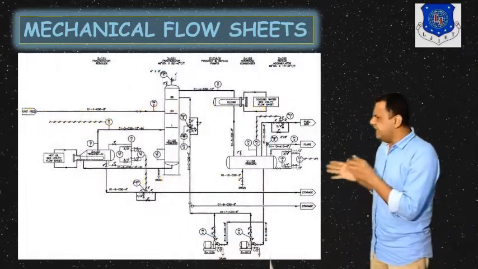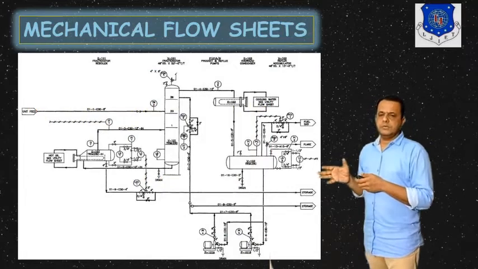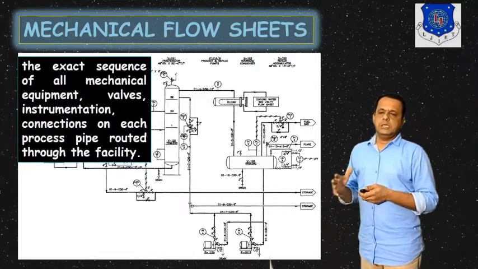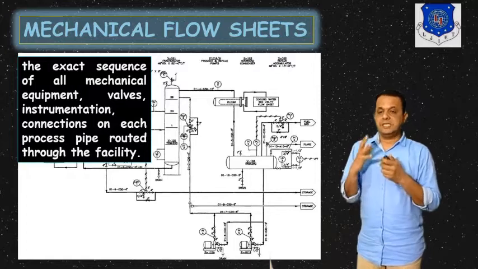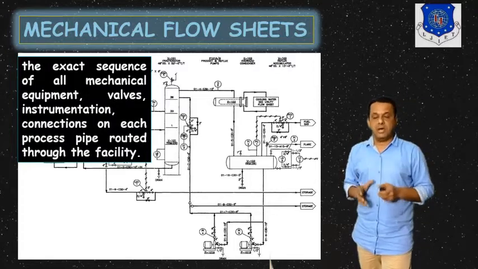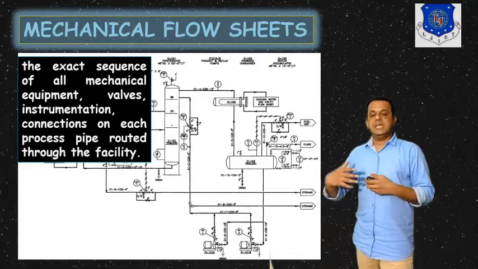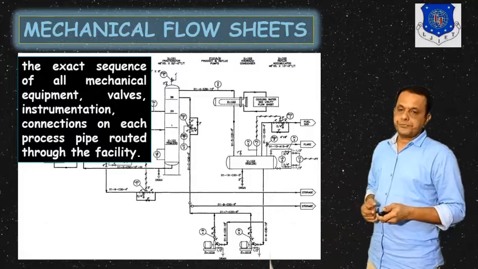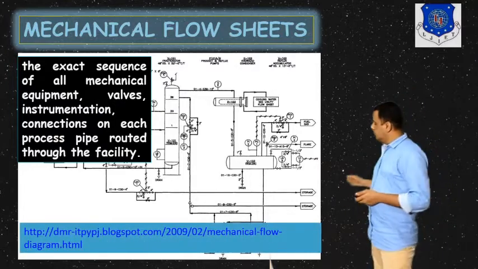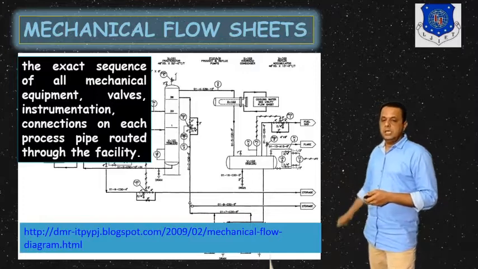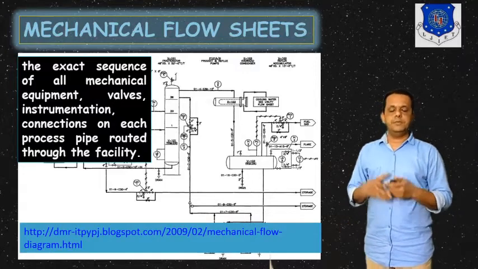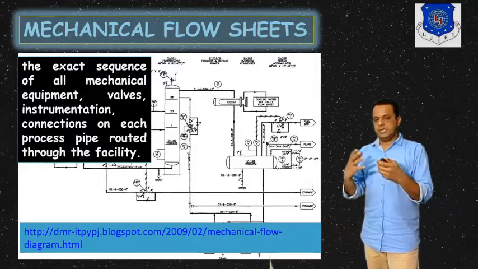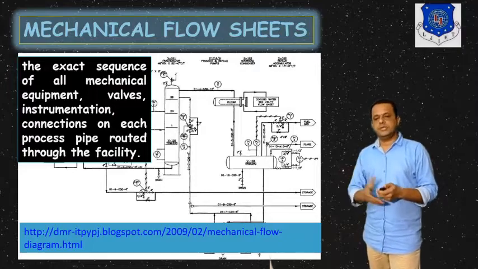Here you see a very complicated diagram I am showing you, and basically it holds a lot of information within it. This shows the exact sequence of all mechanical equipment, valves, instrumentation or instruments, and connections to each process pipe routed through the facility. The detailed study you can get from tmr-it-type-pj-blogspot.com, where a lot of technical details are given, and due to constraint of time I am skipping all the details, looking at the scope of the syllabus.